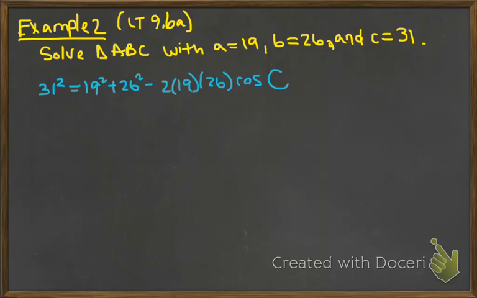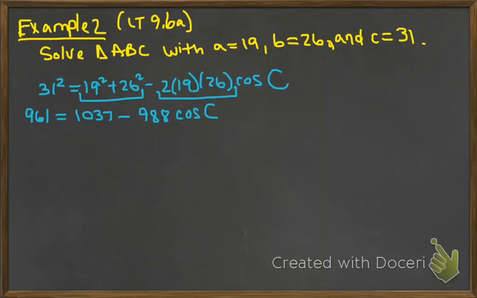So first off, I'm going to square the 31, which gives me 961. I am then going to square the first two pieces, the 19 squared and the 26 squared and add those two up. And in this case, it gives me 1,037. I am then going to go ahead and do the coefficient of the cosine. So 2 times 19 times 26. So I'm actually going to subtract the 988 that product comes to, and then I still have the cosine of angle C. And now I need to solve for that cosine.